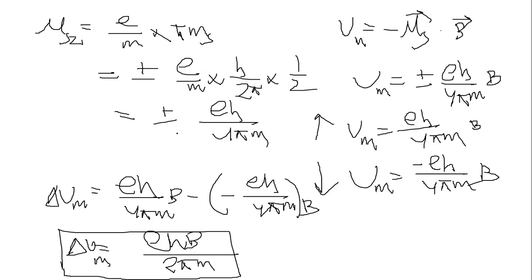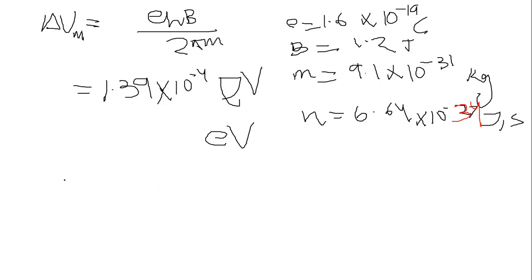The electron which was parallel to the magnetic field will gain energy from the magnetic field, so its energy will be positive eh by 4 pi m into B, but for the electron in antiparallel the energy will be minus eh by 4 pi m into B. So the difference in energy will be eh by 2 pi m into B. If we put all these values, the energy difference between the two electrons is 1.39 into 10 to the power minus 4 electron volt.